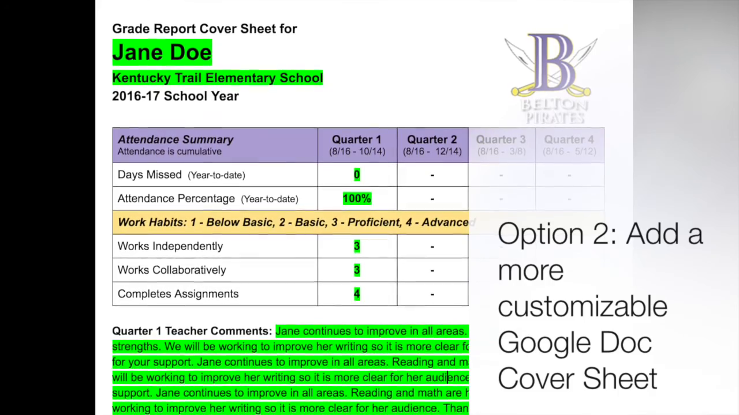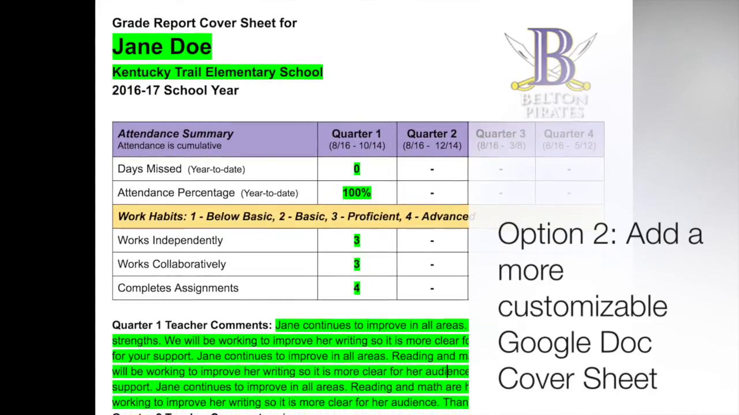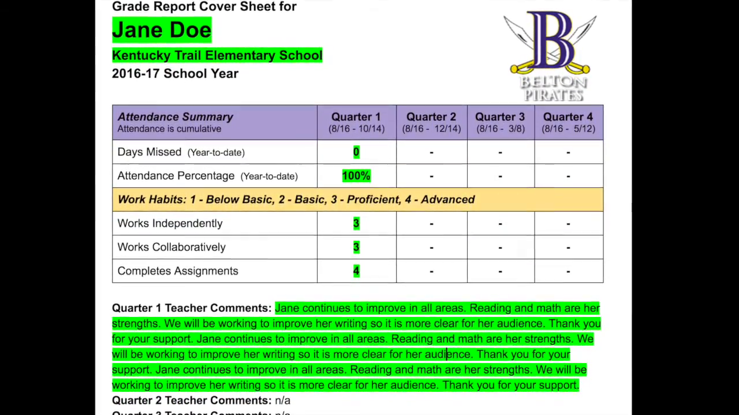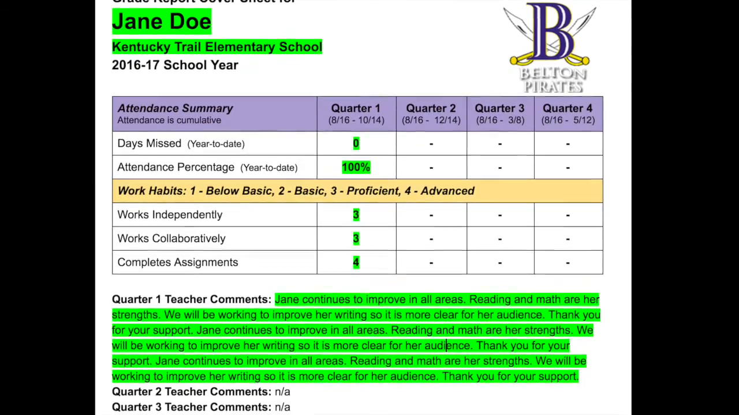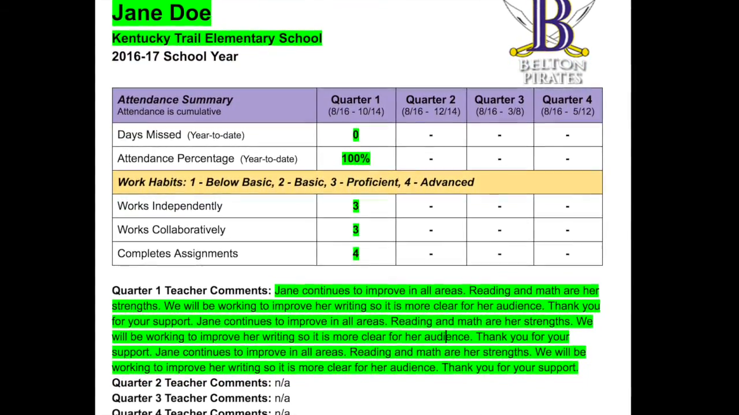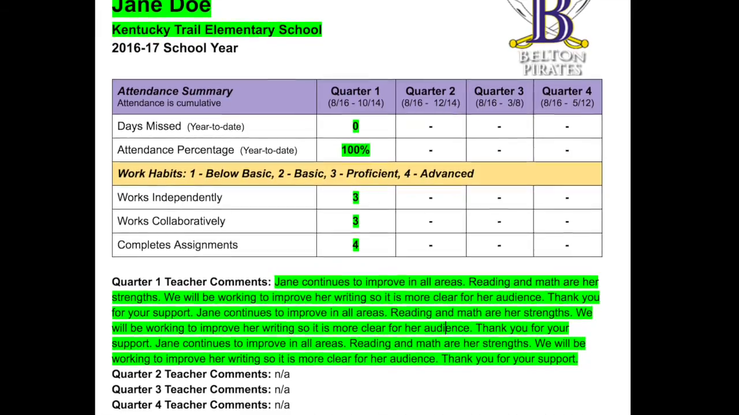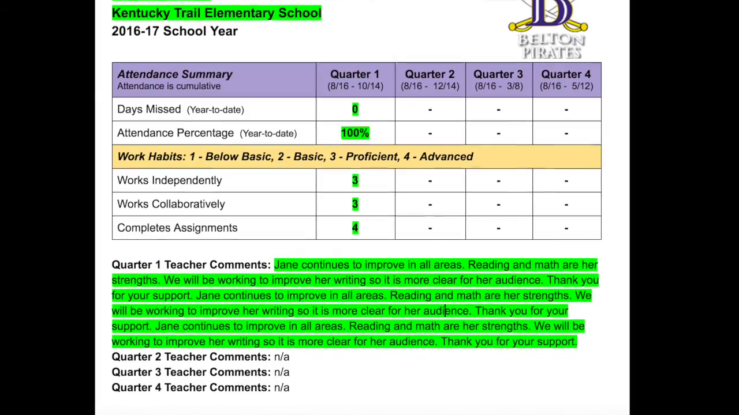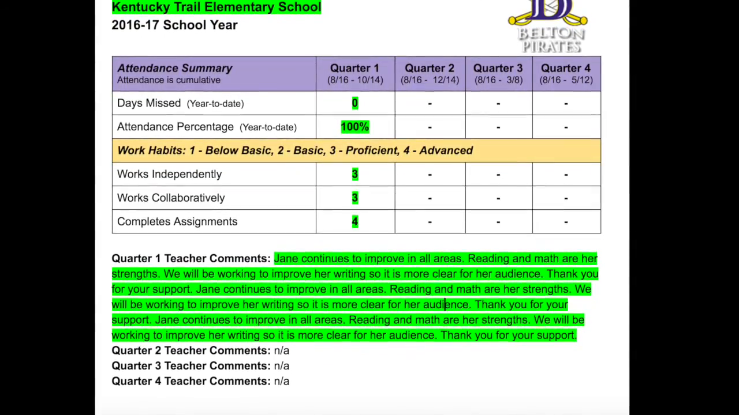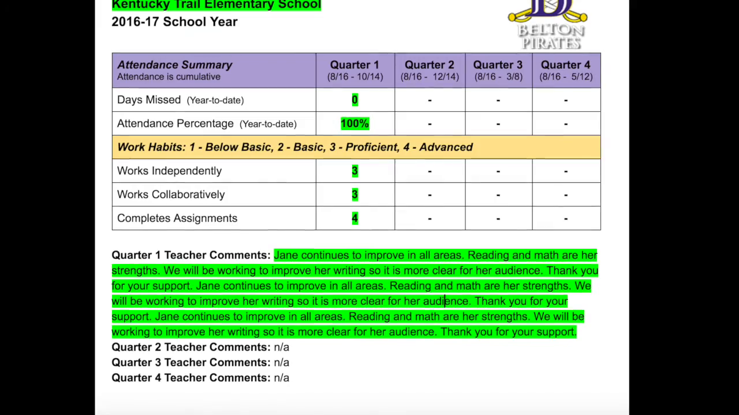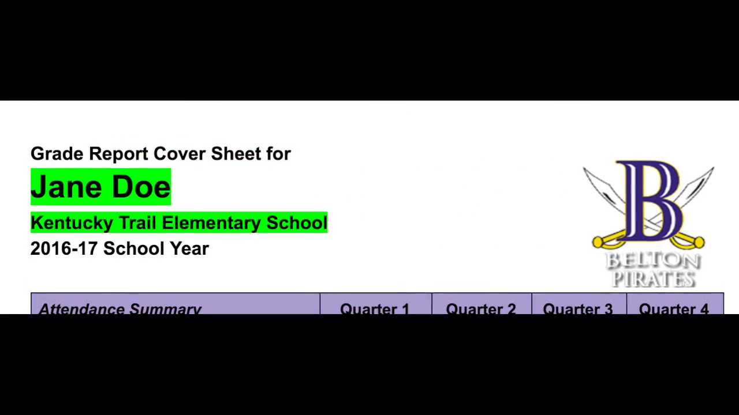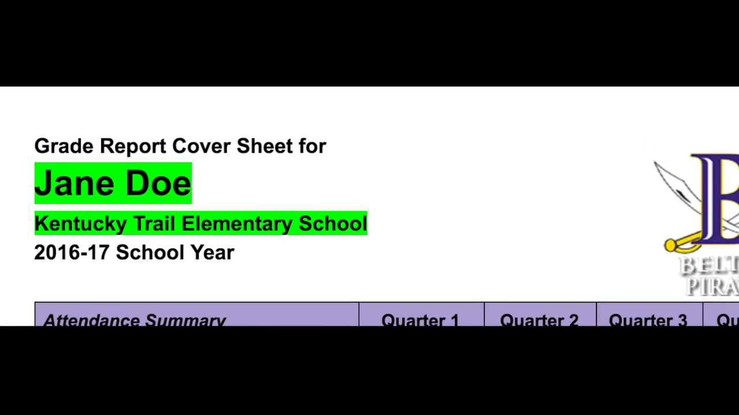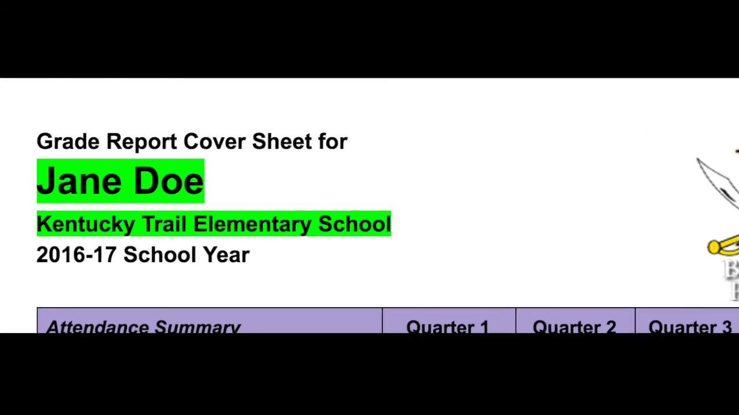Option two is to add a more customizable Google Doc cover sheet to what we have used in the past. So showing you an overview, the green highlighted portions are what the teacher would record into the Google Doc template that we would share. And to give you a closer look at what this Google Doc cover sheet would look like. So the teacher would record the student's first and last name, and the teacher would also record the name of the school.